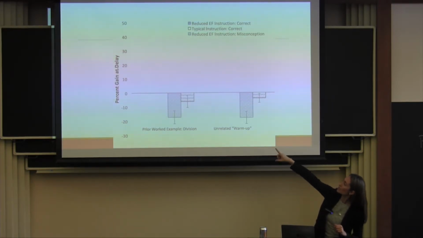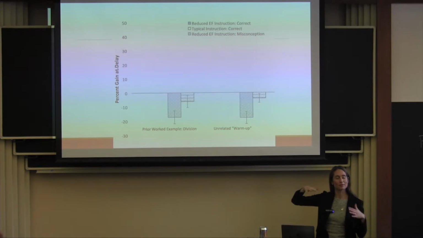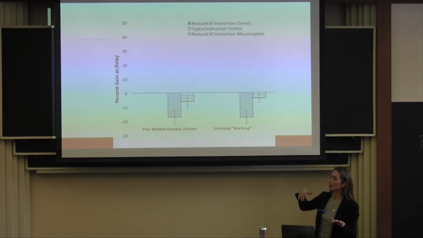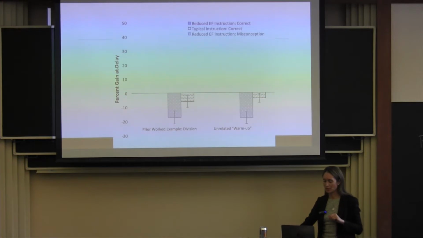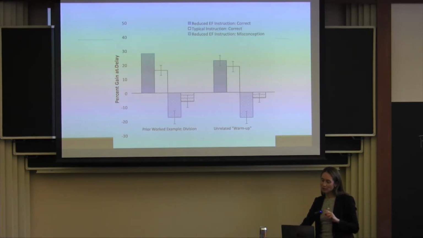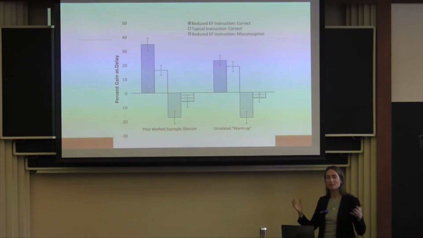But having the reduced executive function lesson, we sort of replicated that. Having these visible representations seems to make a difference in reducing people's use of the misconception. So this is the change from pretest to the delayed. And when you look at the correct solutions, we again see that reducing the executive function demand in these lessons was important.